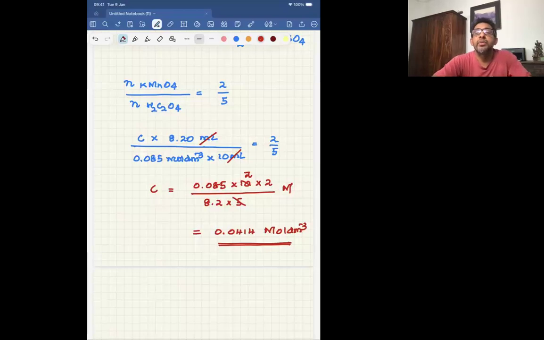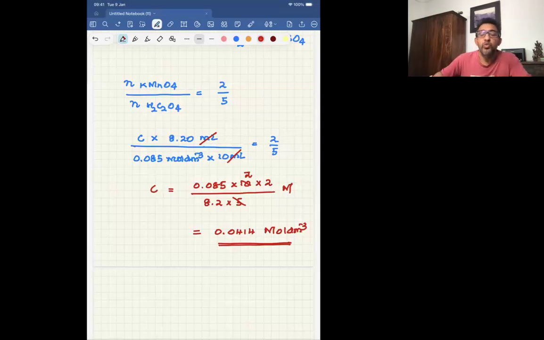Right. Okay. There was a question. Somebody has asked one question and I missed it. What is that? A common question was asked: why is potassium permanganate mentioned as potassium manganate instead of permanganate?